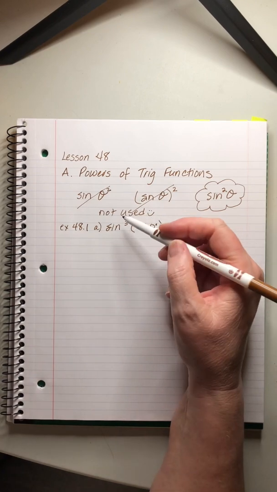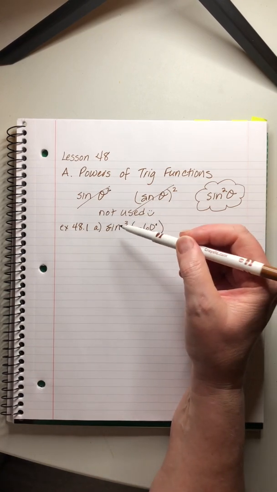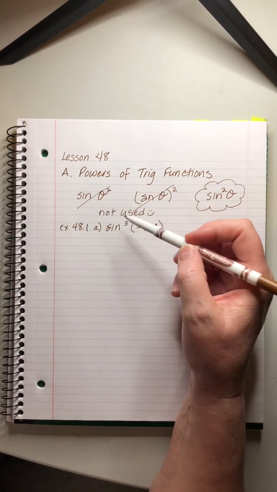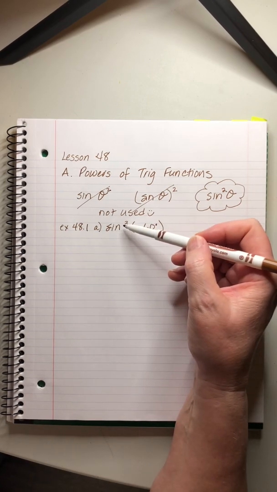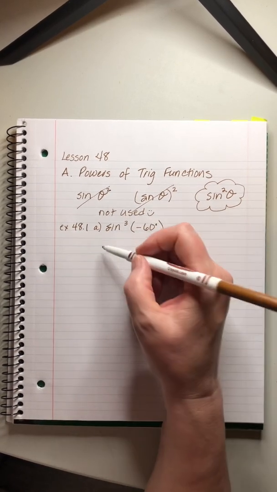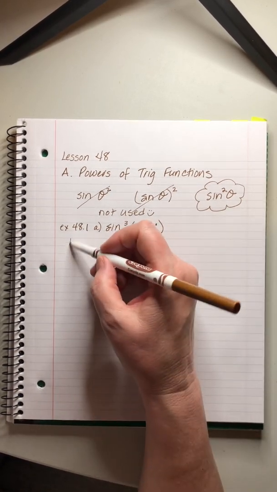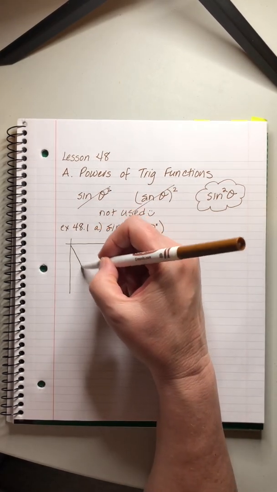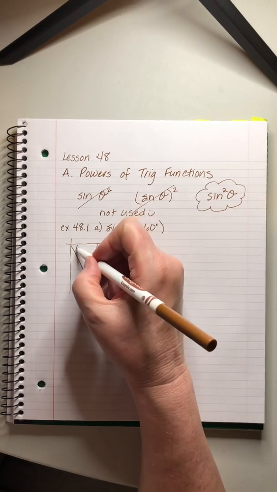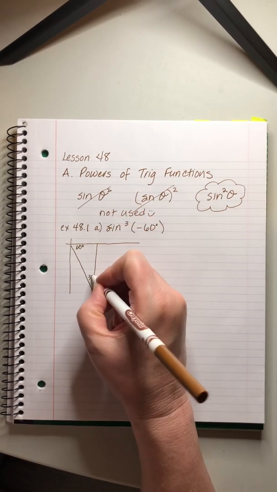Okay, we want to find this. Here is how we look at it, you guys. We're going to find the sine of minus 60 degrees, and then we're going to cube it. That's all there is to it. So let's find the sine of minus 60 degrees. Minus 60 is in the 4th quadrant. So it's going to be like that, right? This is 60 degrees. That's 30 degrees.